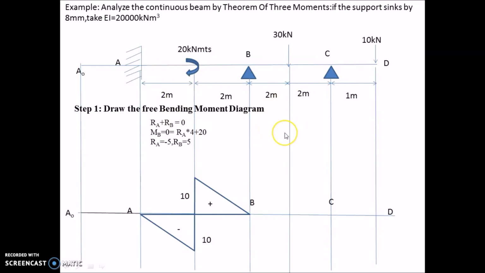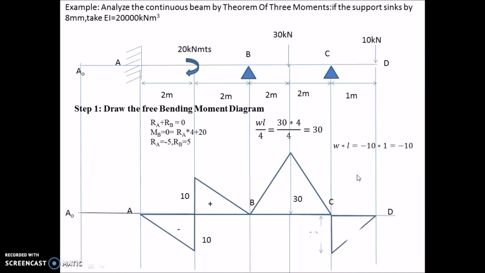Now coming to span BC, the moment at this point will be WL by 4, that is 30 into L, which is 4 here, divided by 4, so we will get a value of 30. Since it is a point load, it will be in a triangular pattern. So this is the bending moment diagram for the span BC, triangular pattern, and the moment here is 30 kilonewton meters. Now coming to span CD, since it is a free end, there is no support here, and the load here is 10, the moment at this point will be minus 10 into 1, that is minus 10. So this is my free bending moment diagram.